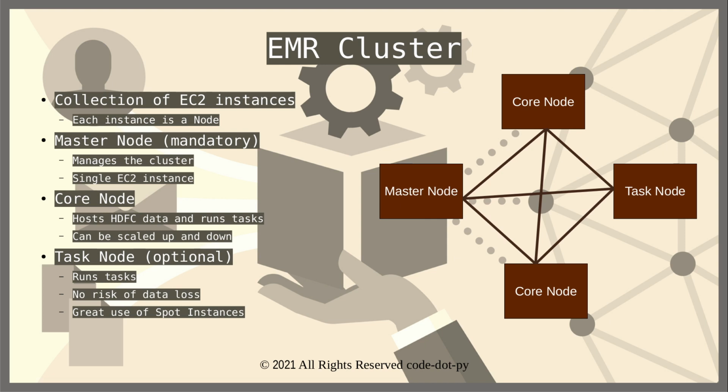Now, apart from the master node, there is another set of nodes called the core nodes. They host the actual data, the HDFS data, and they can also run tasks. They can be scaled up and down. Like I mentioned, they hold all the data. Now the task node is an additional, optional set of nodes that are purely to execute the tasks. The important thing to note here is that with task nodes there is no risk of data loss as they don't hold any data, and that's why they are a really great candidate for Spot instances to be used as task nodes.